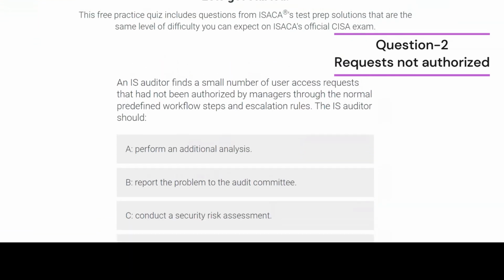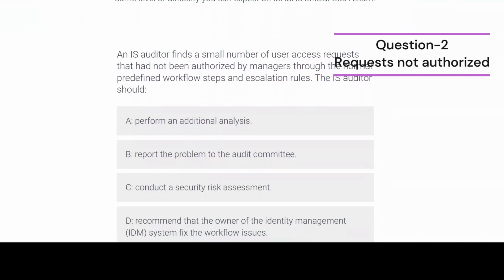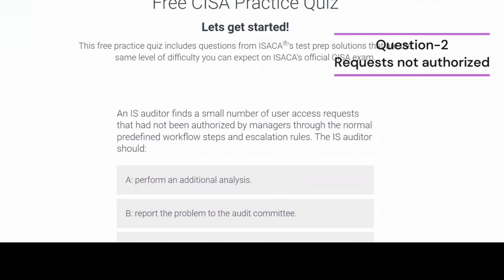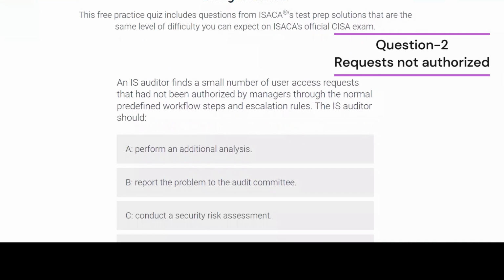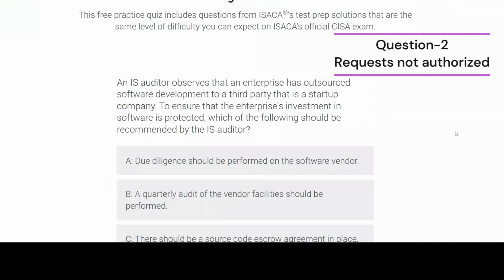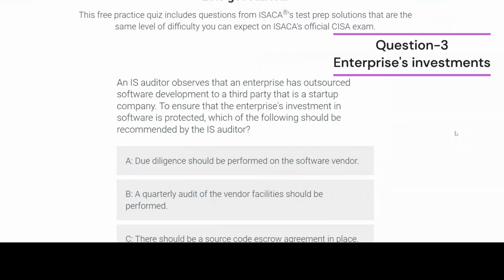So the second question: an IS auditor, that is an Information System Auditor, finds a small number of user access requests that had not been authorized by the manager through the normal predefined workflow steps and escalation rules. What the IS auditor should do is get the additional information and perform it, right? Let's go to the third question.